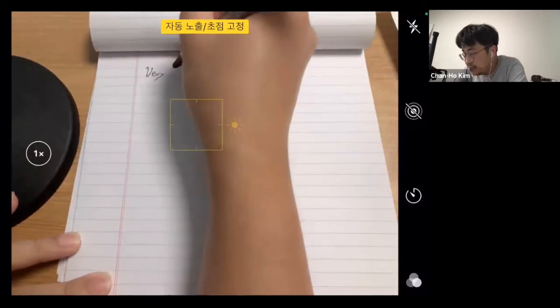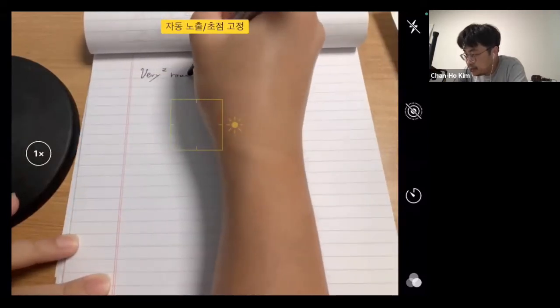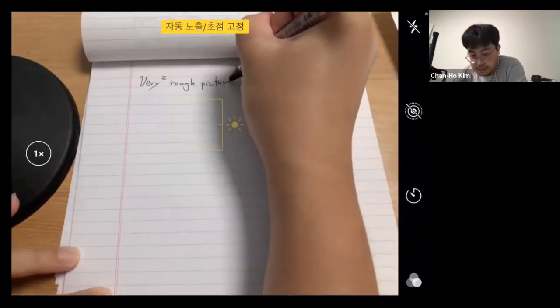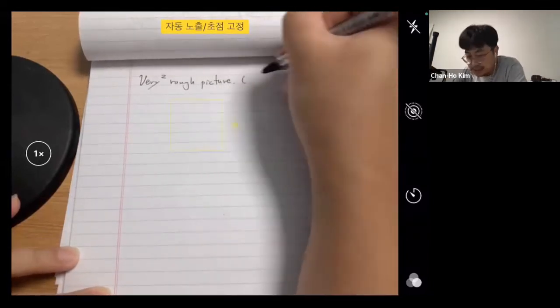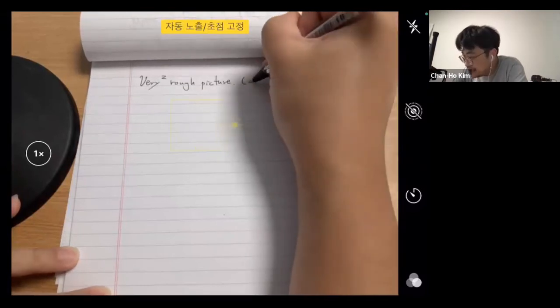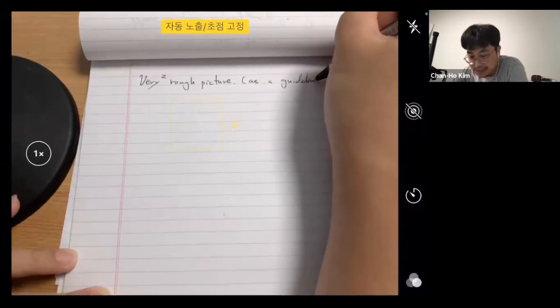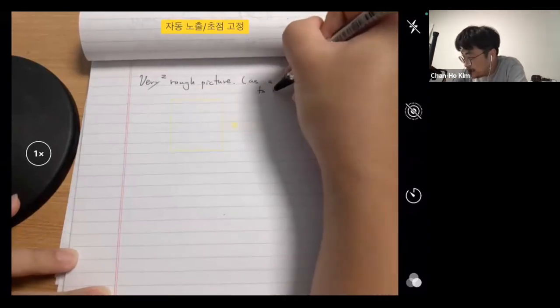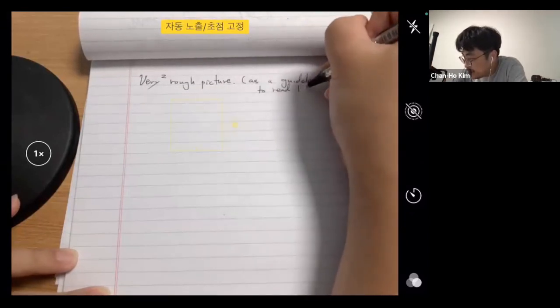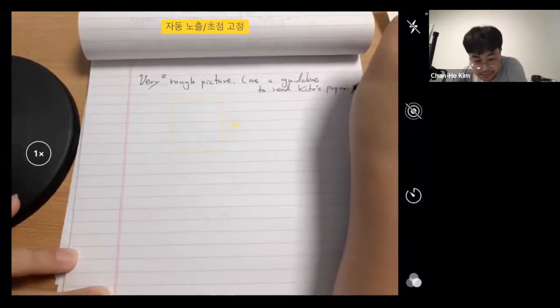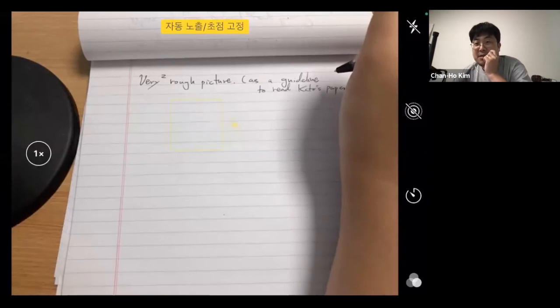A very, very rough picture. And this can be regarded as a guideline to read the paper, to read Kato's paper. Okay, let me be more honest.